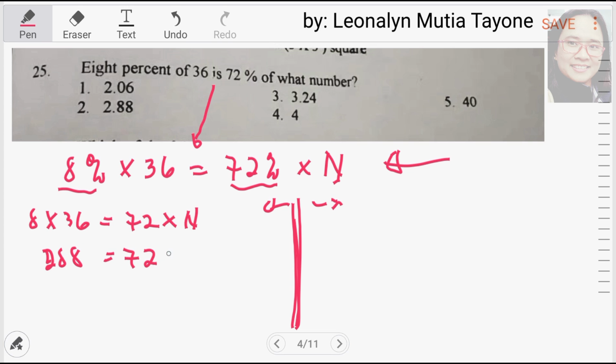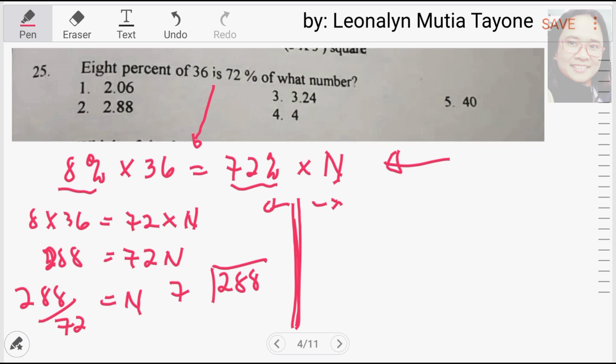Tapos 72n. Para ma-isolate si n dito, i-transfer natin si 72 sa kabila. Since si 72 ay pang-multiply, pang-divide siya sa 288. So, 288 divided by 72. 288 divided by 72, and that is 4. So, this is a 28.